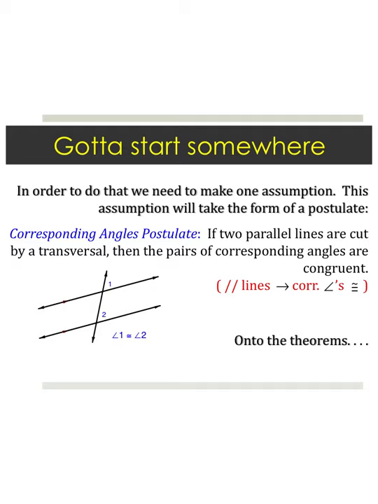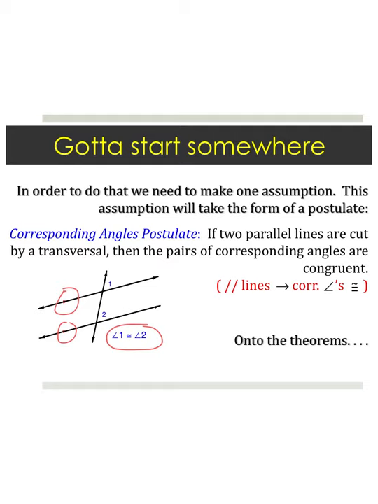So we have to start somewhere. In order to prove these theorems and to make sure that they're true, we have to make one assumption. And it's going to take the form of a postulate. The corresponding angles postulate says, if two parallel lines are cut by a transversal, then the pairs of corresponding angles are congruent. So here we have a set of corresponding angles, angle 1 and 2 in our picture. Because the lines are parallel, we know they're parallel because of these little arrows, then we know that angle 1 is congruent to angle 2.